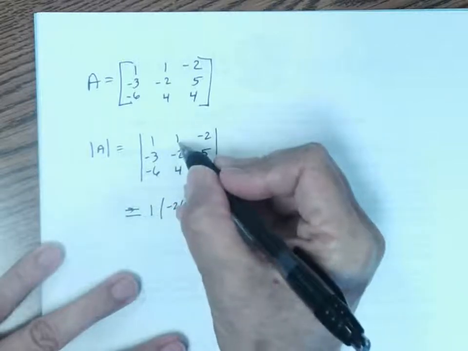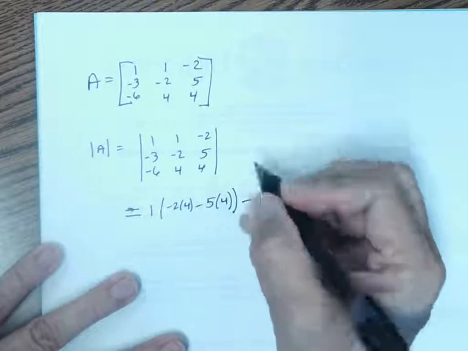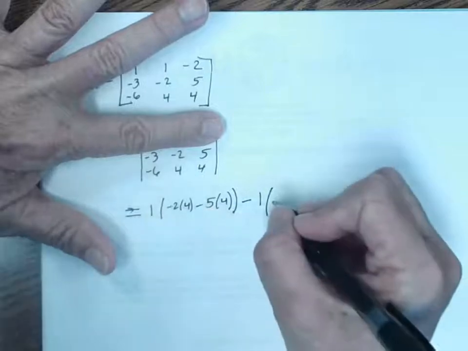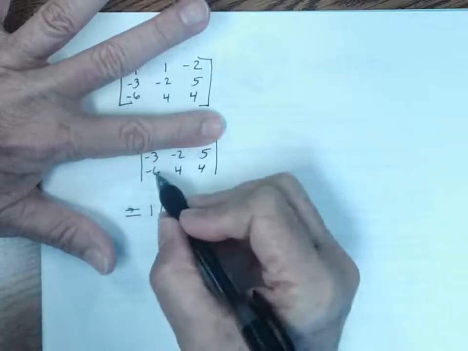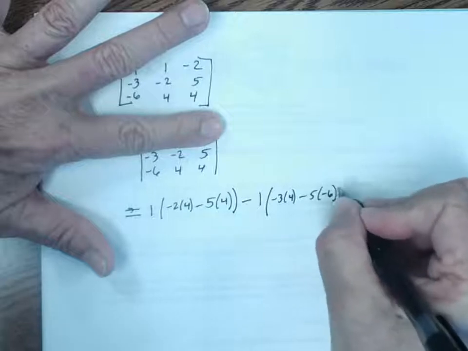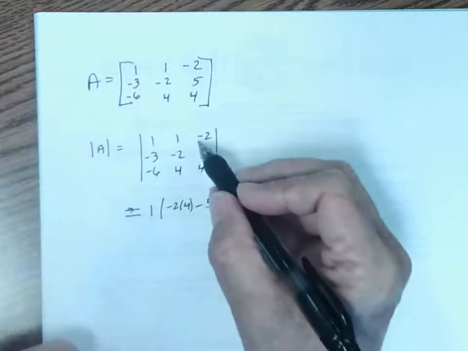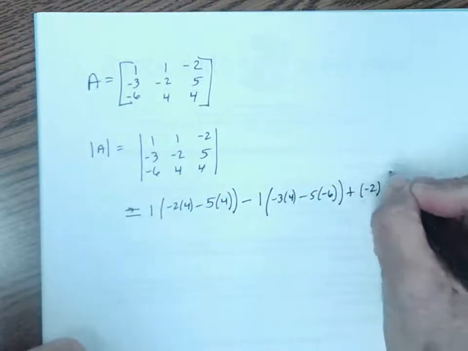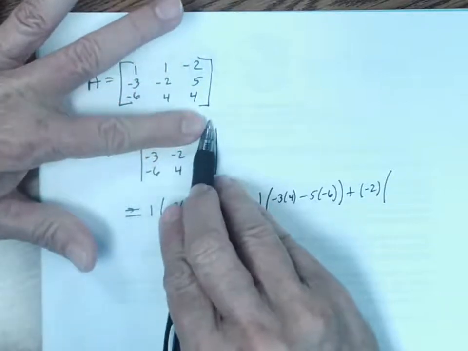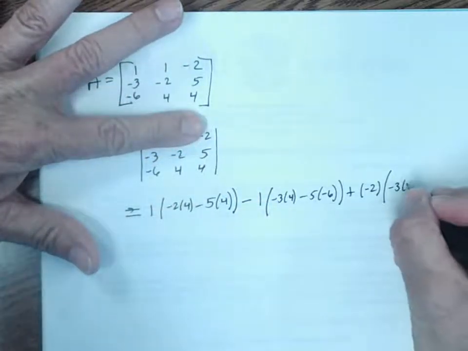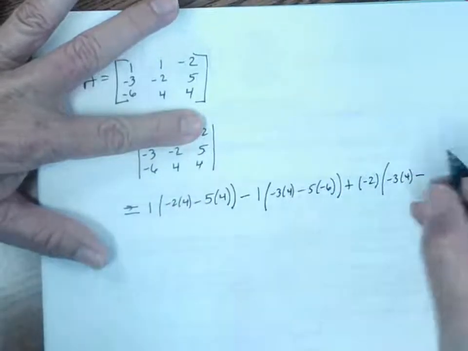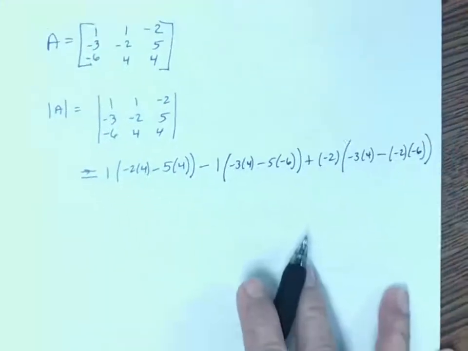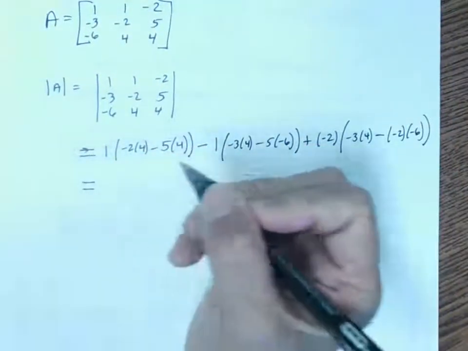minus the value in the second column at the top, a 1, and that's going to cover the top row and the middle column, so negative 3 times 4 minus 5 times negative 6, plus the value at the top rightmost value, so negative 2, times, again, cover those up if it makes it easier, negative 3 times 4 minus negative 2 times negative 6. Okay, now we just need to do the arithmetic, and we will have the determinant of matrix A.